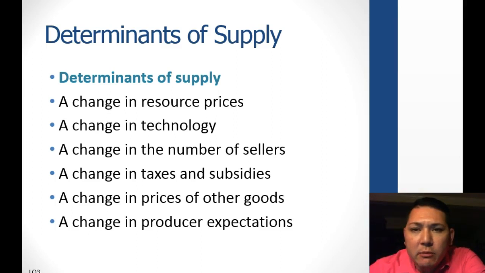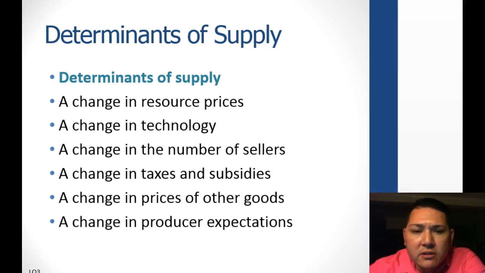Just as we had determinants of demand, we also have determinants of supply. And this becomes resource prices. As it costs less for us to produce it, we're more willing to supply at lower prices. The same thing with technology. Technology generally means it's cheaper to produce, so we're willing to supply more of it sooner.